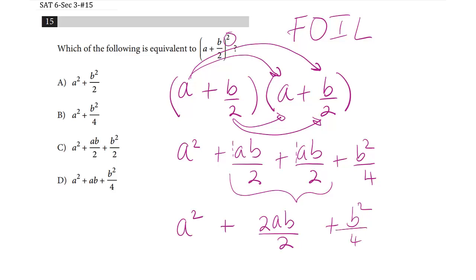That makes one of these our answers. But you may look, and when you glance over, you might notice that this doesn't appear. That's because we haven't simplified. Notice these 2's cancel out. So our final answer is a squared plus ab plus b squared over 4, which is D.